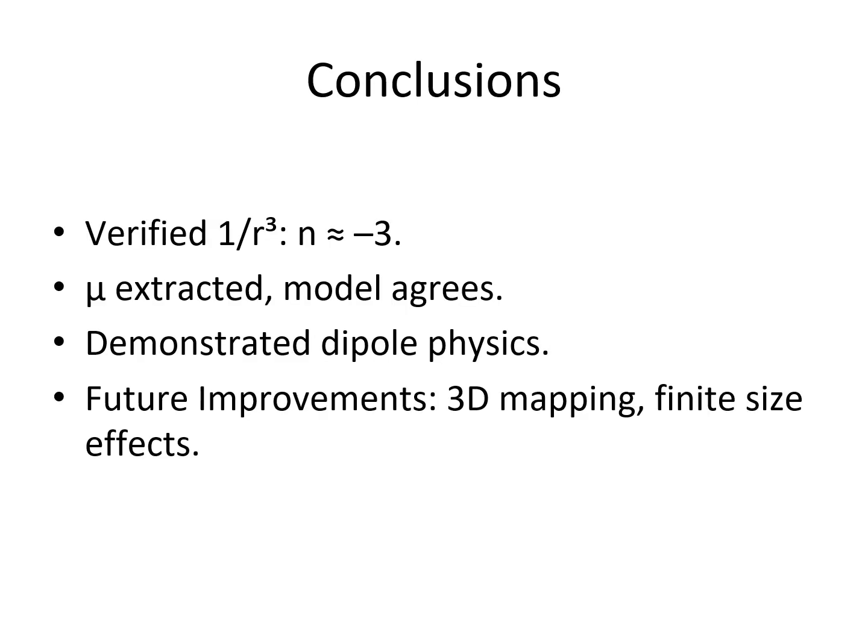And these were our conclusions. We verified that 1 over r cubed is the proportionality, and n equals -3, which is the slope that we found before. And mu was extracted, the models both agree with the experiment, and we have demonstrated dipole physics. For future improvements, we could do 3D mapping, and we can do finite size effects.